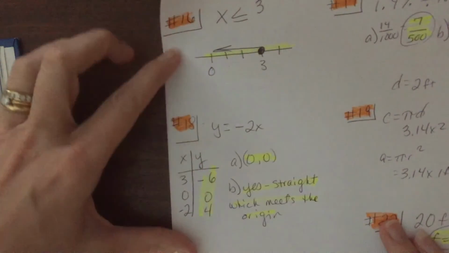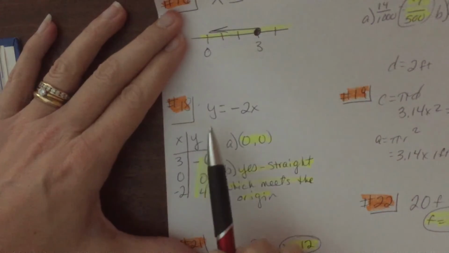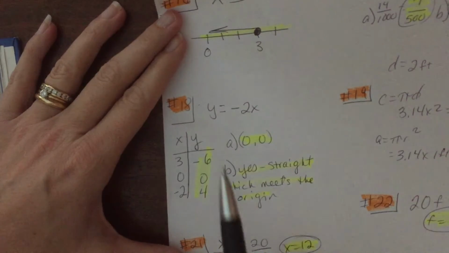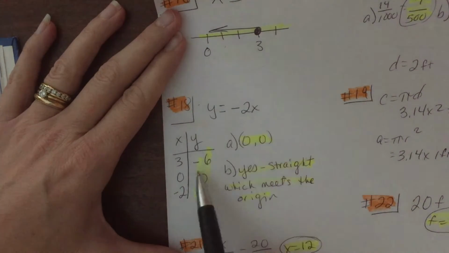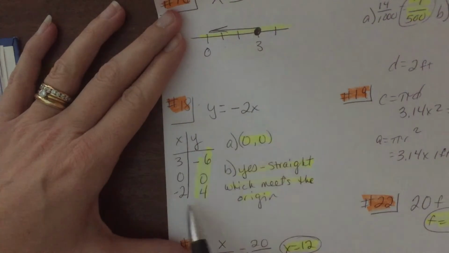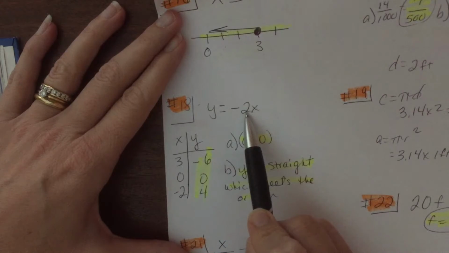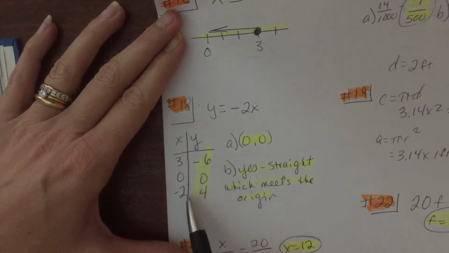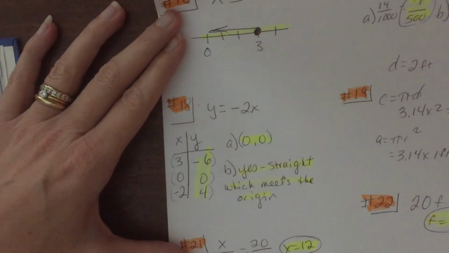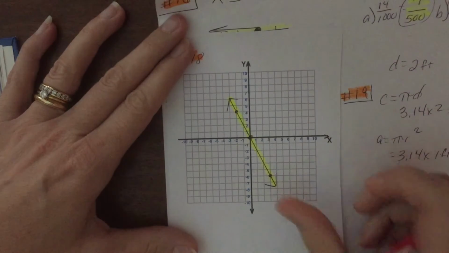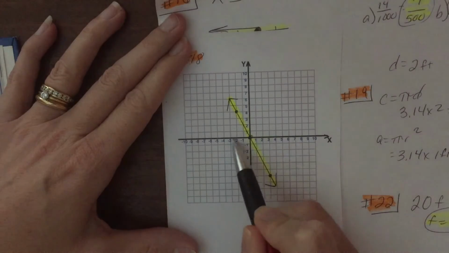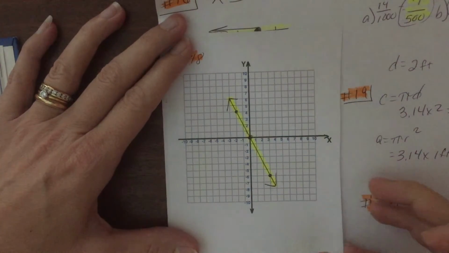Number 18. I had several steps on number 18. We had to use y equals negative 2x. We had to fill in our xy chart. So if x is 3, 3 times negative 2 gives us negative 6 for y. If x is 0, y is 0. If x is negative 2, times negative 2 gives us positive 4. So these are the 3 points that we want to graph: (3, negative 6), (0, 0), (negative 2, 4). So I graphed those points, and this was the line that I created.